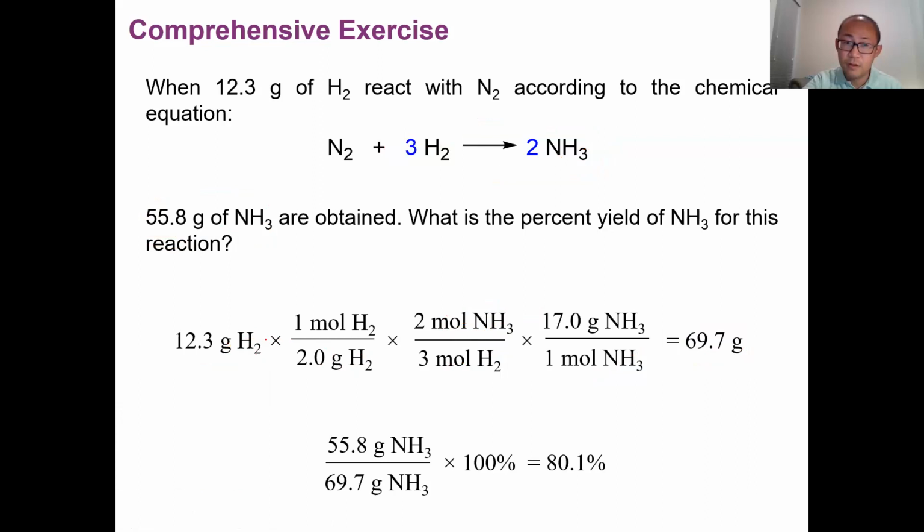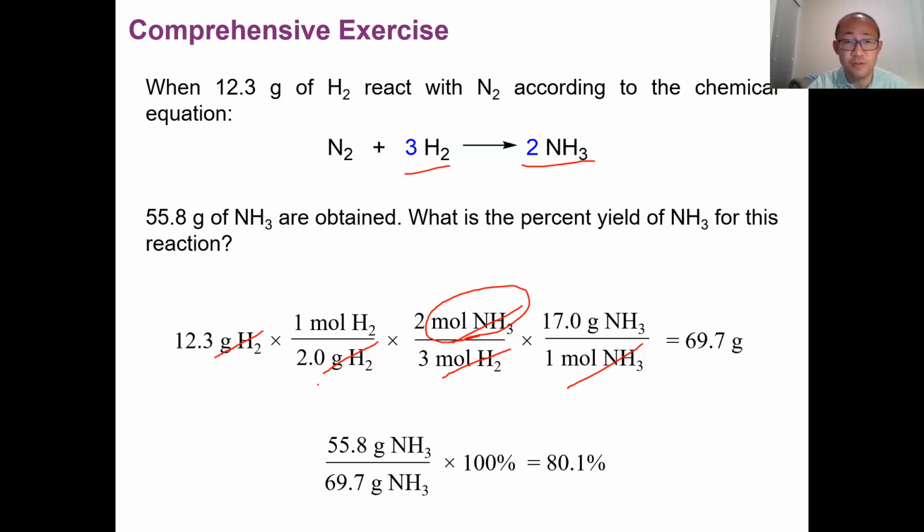Okay, one more time. Grams of hydrogen, multiply by the molar mass of hydrogen, 1 mole over 2 grams, I get the moles of hydrogen. And then 3 moles of hydrogen relates to 2 moles of ammonia. So 3 moles of hydrogen, I get 2 moles of ammonia. I get the moles of ammonia. And then I need to convert the moles of ammonia to the grams of ammonia using the molar mass of ammonia, 17 grams. So after those 3 steps, I cancel the units.